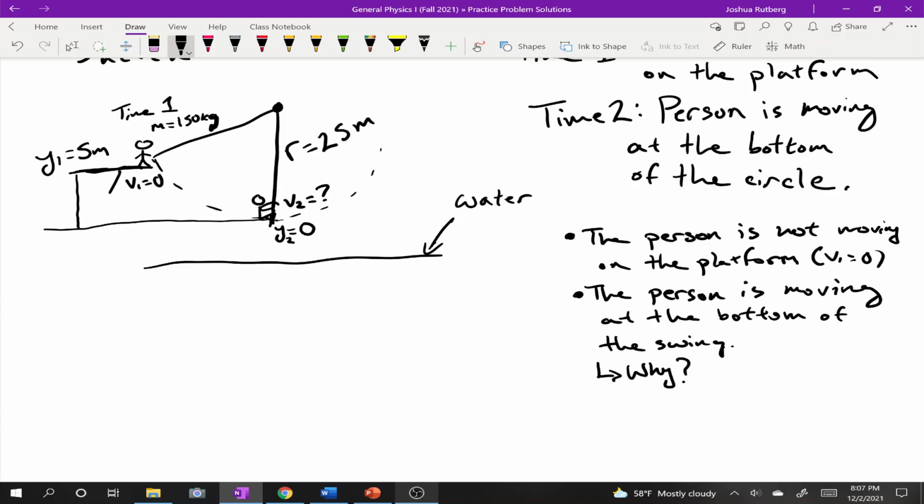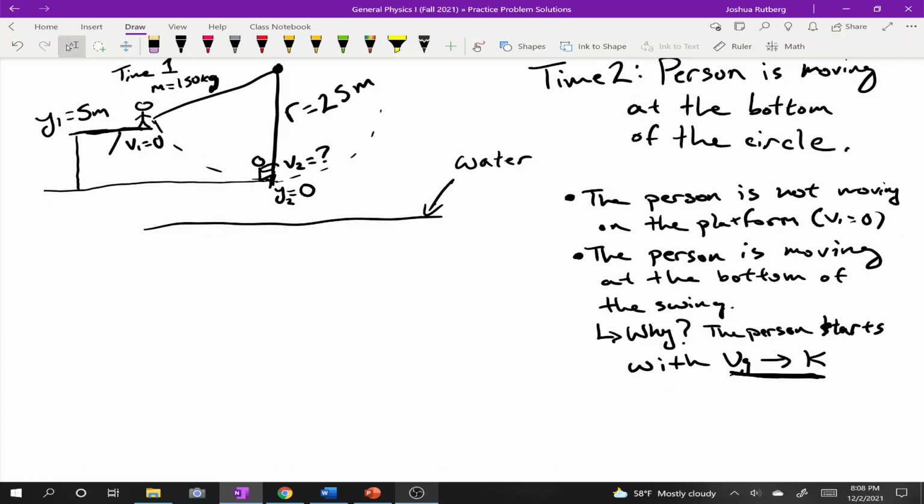What I'm going to talk about instead is energy. So the person is at rest on the top above where they started. So what I can say is the person starts with gravitational energy that as they go downwards is transformed into kinetic energy. So this is a transition from gravitational energy to kinetic energy. So maybe I can use this to help me find how fast the person is going at the bottom.